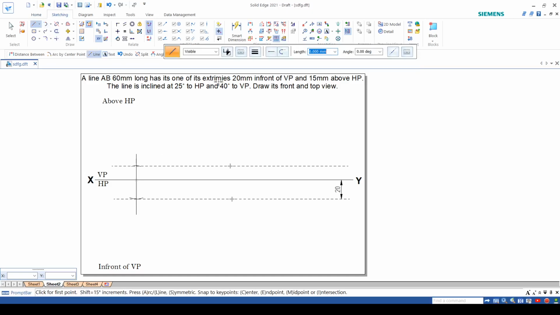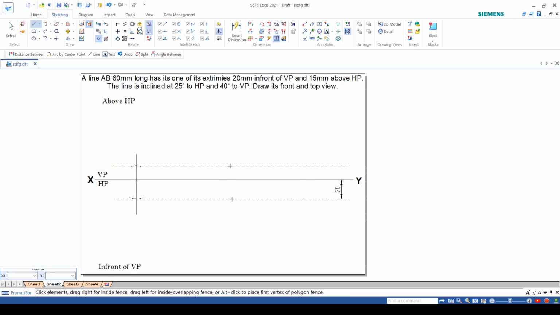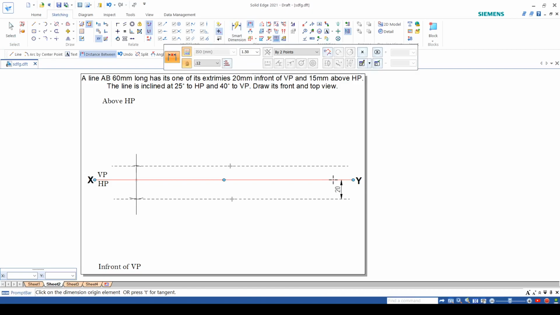The first point A must be on this side and B should be on this side. But I made a mistake. I have to mark the distance. Its distance is 15. It's given 15 above HP, so it must be 15.